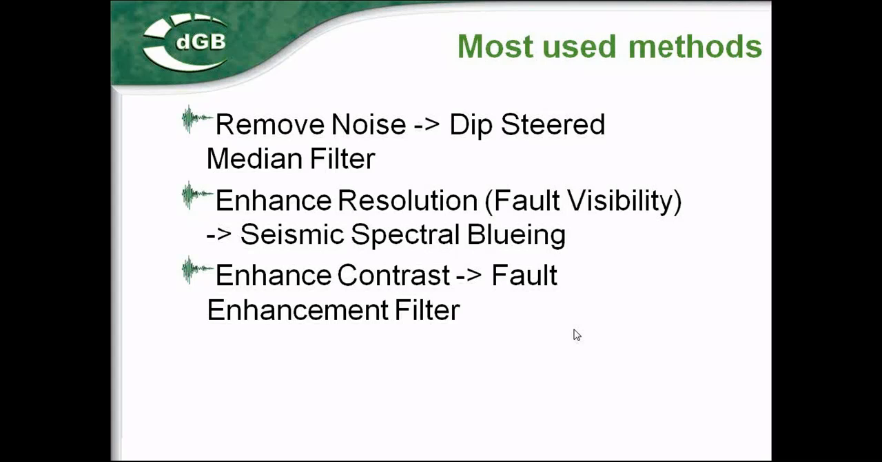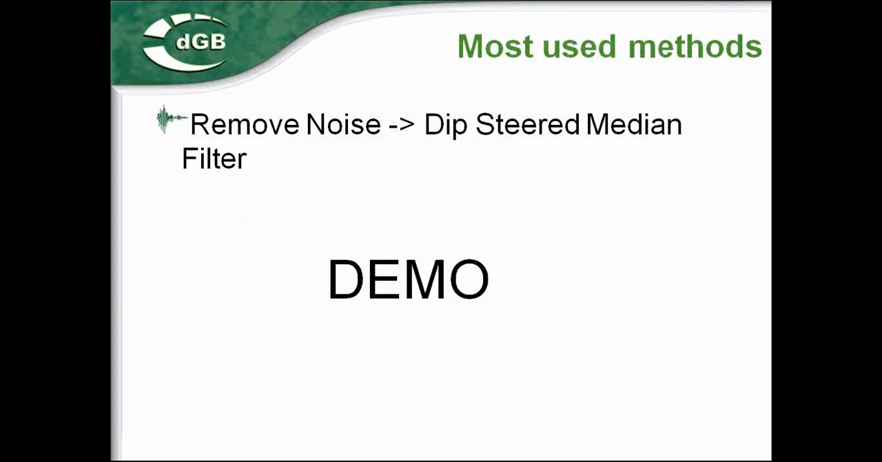So internally, and there are other methods available in literature, and I will make sure that we send you the references to the other methods too, but internally we use three methods essentially. To remove noise, we use the dip-steered median filter. To enhance resolution, and with that fault visibility, we use seismic spectral blueing. And to enhance contrast, we use the fault enhancement filter. And I will quickly go into each of those methods. The first one I will actually show live in the software, the dip-steered median filter, how to make one and what considerations to take with them.